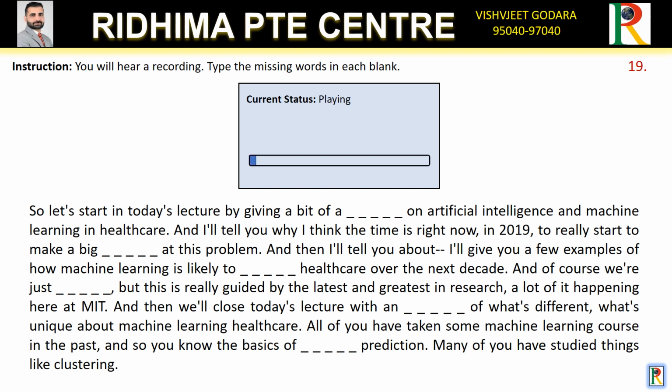So we'll start in today's lecture by giving a bit of a background on artificial intelligence and machine learning in healthcare. And I'll tell you why I think the time is right now in 2019 to really start to make a big dent at this problem. Then I'll give you a few examples of how machine learning is likely to transform healthcare over the next decade. Of course, we're just guessing, but this is really guided by the latest and greatest in research, a lot of it happening here at MIT. And then we'll close today's lecture with an overview of what's different, what's unique about machine learning healthcare.